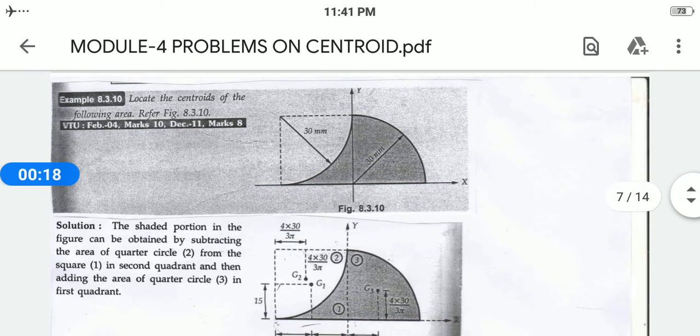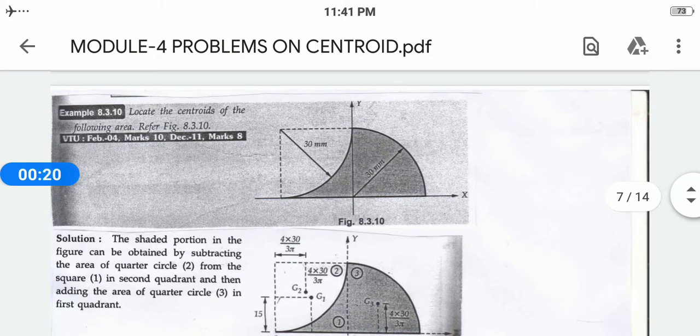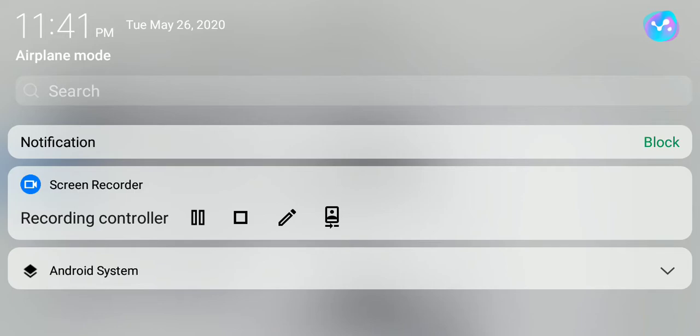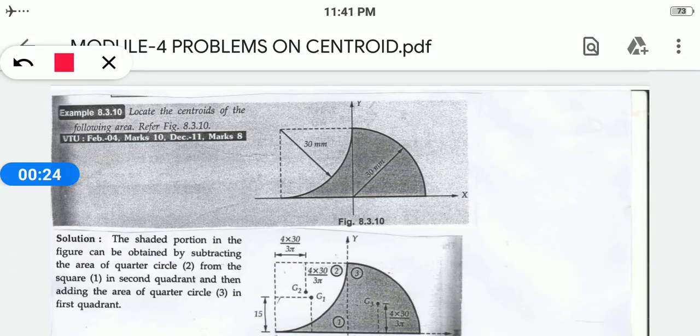Now we'll see that they have given one complex structure, that is, a shape of unknown form. That means it is in this shape. We don't have a particular formula for this shape. So what we are going to do is divide this part into many different parts. Consider this one quadrant circle. This can be easily found using your normal formulas.